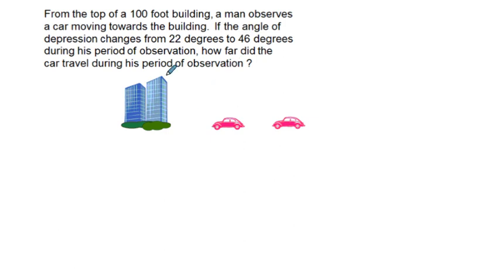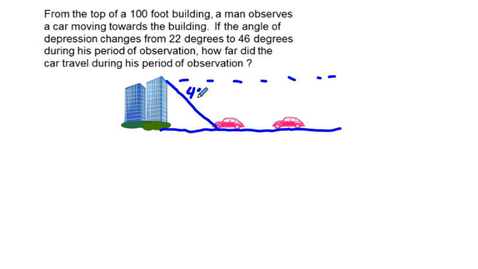From the top of a 100-foot building, a man observes a car moving toward the building. Here we have a car in two places. So if we just draw a horizontal road there, and we have an angle of depression here, and this is the closest one here, so this is going to be 46 degrees. And then you also have another angle of depression here, which is going to be 22 degrees.